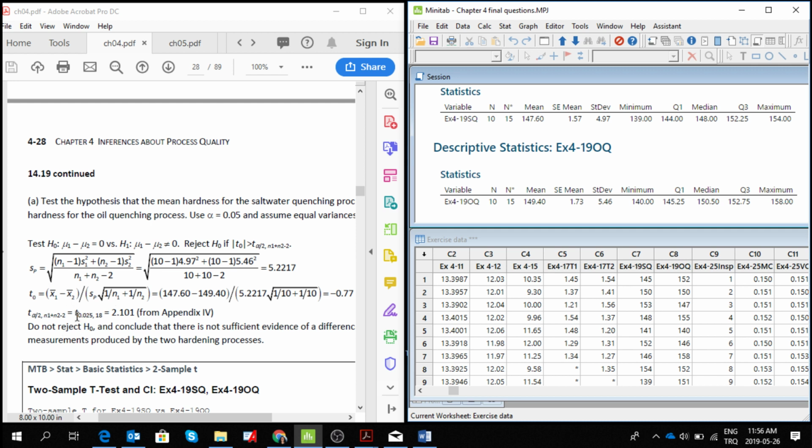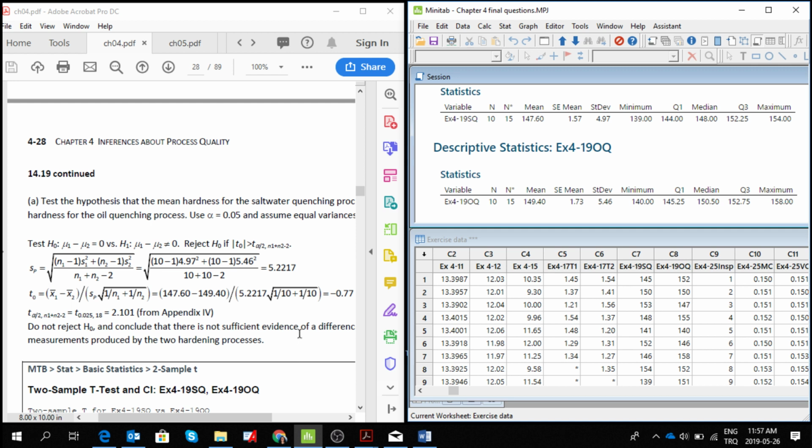So we get T 0.025, comma 18, from the table as 2.101. I'm not showing how to find it, but it's obvious from the T table. And then, what do we do next? We compare T0. What does it say? If the absolute value of T0, which is 0.77, is bigger than this, then reject H0. But this is way smaller than this value, so we fail to reject H0. We don't have enough evidence to reject H0.